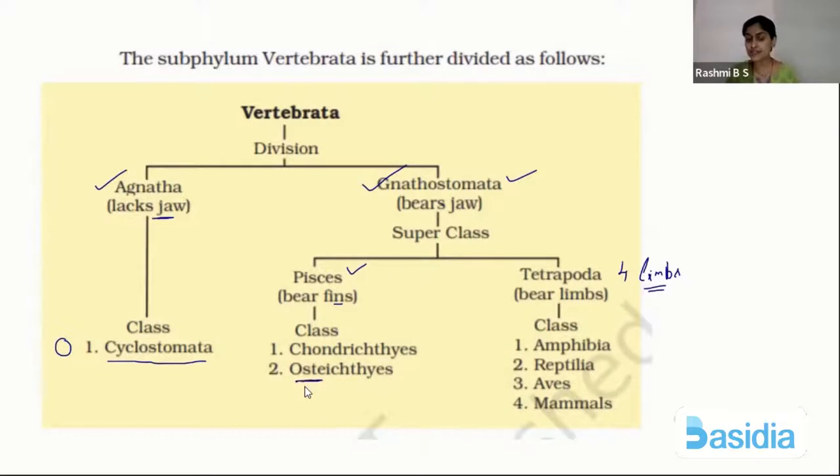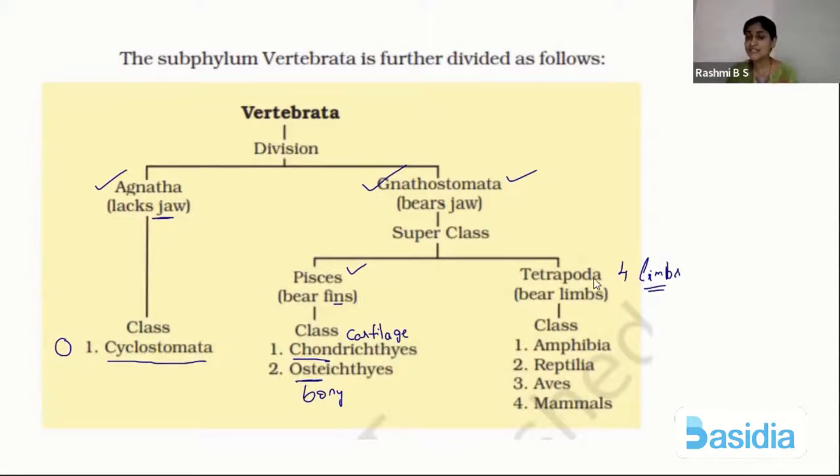Under pisces, you have two classes, namely chondrichthyes and osteichthyes. Osteichthyes, osteo means bone, so bony. Chondro, cartilage is made of chondrocytes, which are made of chondrin material. Chondrichthyes are also called cartilaginous fishes, and osteichthyes are also called bony fishes. Don't worry, I'll be giving a simple comparison table for these two classes.